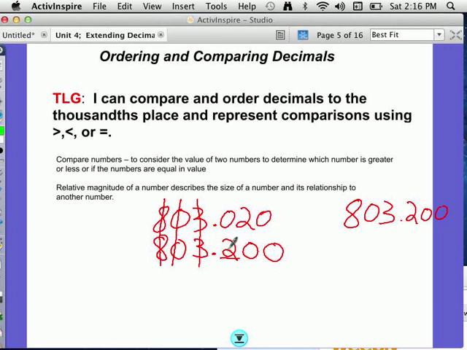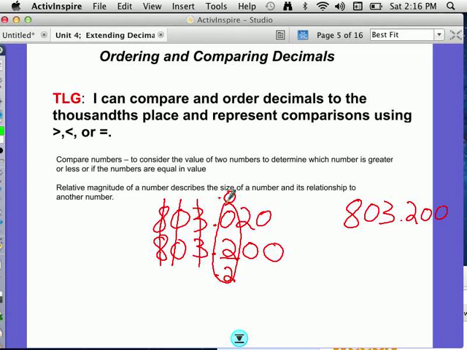So our 2, which if we wrote both of these numbers out in expanded form, would look like this, and this would just be a 0. So therefore, our 2 has a higher value in that place than the 0. So these numbers right here, in this place, show that the 2 is greater than the 0, which means that my whole number here, 803 and 200 thousandths, is greater than our other number, 803 and 20 thousandths.